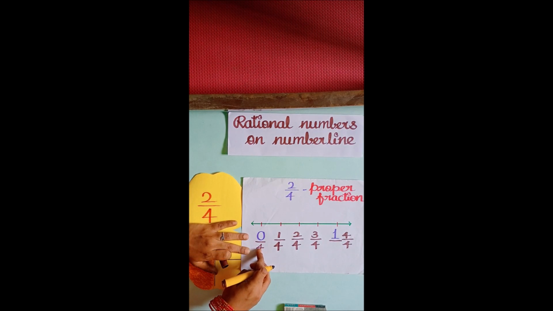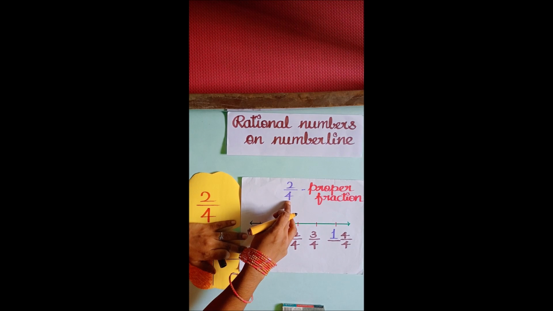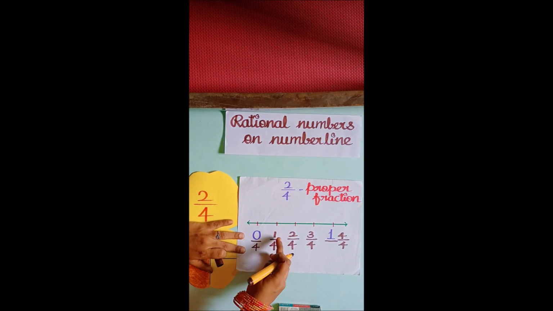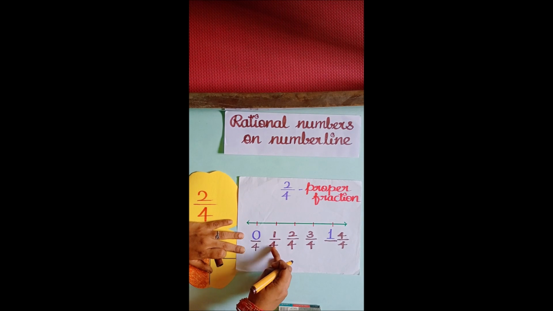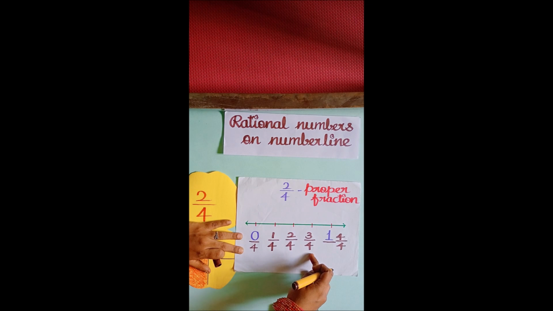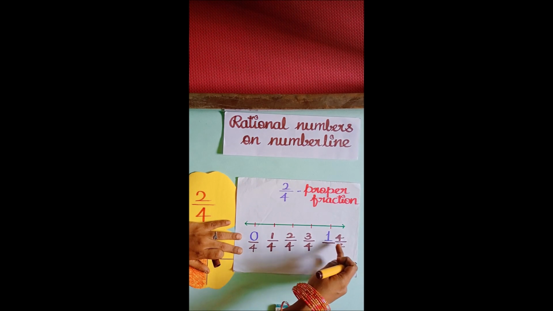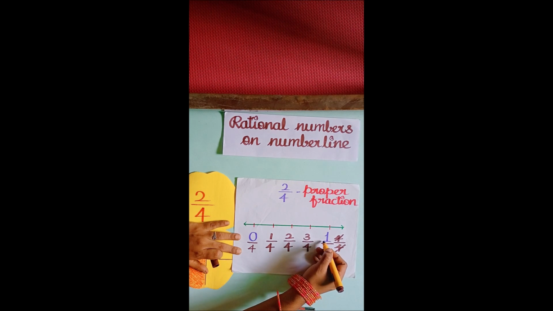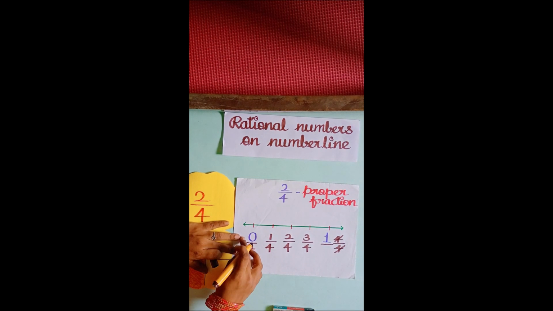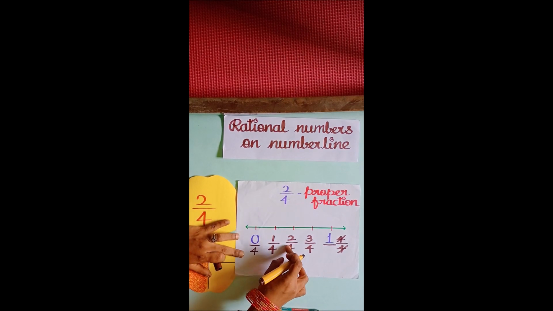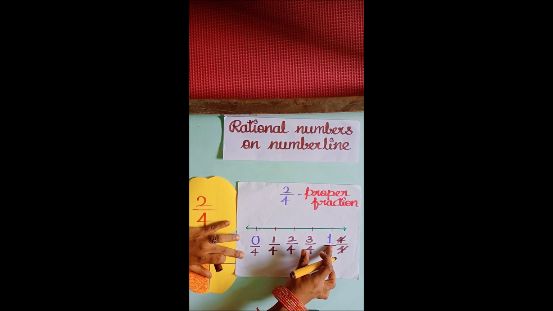0 can be represented as 0 by 4, because each and every number will be divided by 4 only. It increases 1 by 1. So after 0, what comes? 1, so 1 by 4. Next 2 by 4, next 3 by 4. At last 4 by 4; if you cancel this 4 by 4, what is the value? Again 1. And 0 by 4 is also 0. So we can say this number 2 by 4 lies in between 0 and 1.